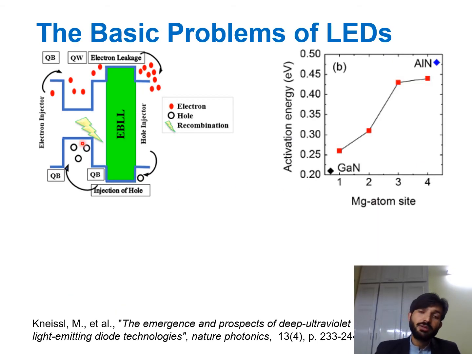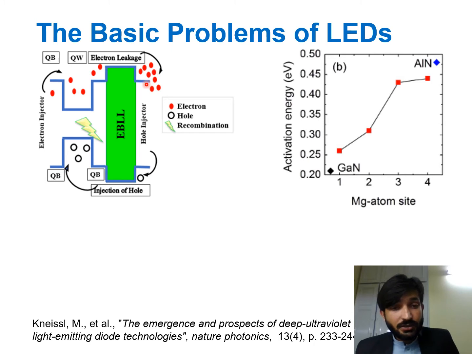There are many problems in the development of efficient light emitting diodes. One is the electron leakage. As we know, the electron has a lower effective mass, so it is easy for the electron to overcome this potential and recombine with holes in this region, and there is non-radiative recombination. For the hole, as we know, holes have a higher effective mass as compared to electrons, so it is difficult for the hole to overcome this barrier.